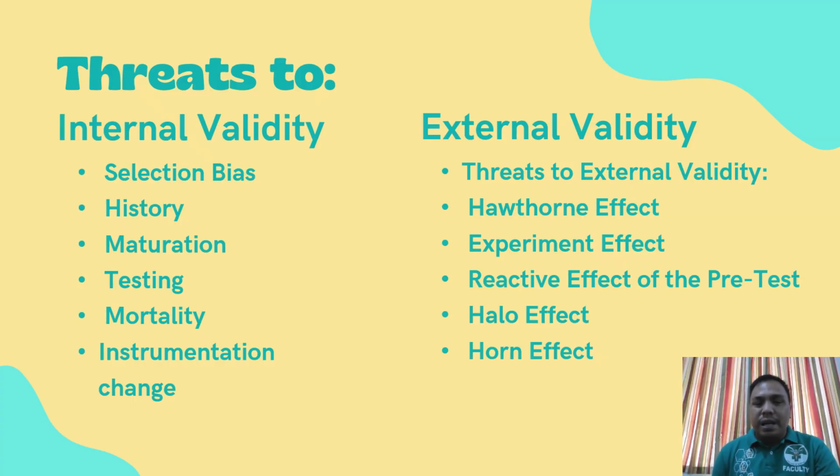External validity refers to the extent to which the results of the study can be generalized to other settings, populations, or situations. And there are several factors that can threaten external validity. The Hawthorne effect occurs when the participants change their behavior because they know that they are being observed. Okay? And then the experiment effect happens when the experimental setting itself influences participants' responses.